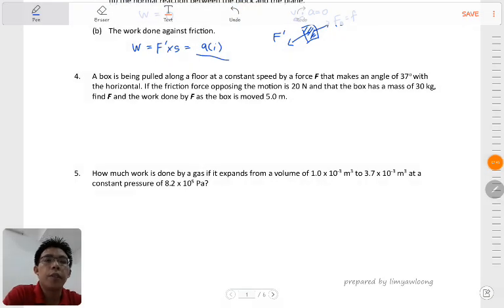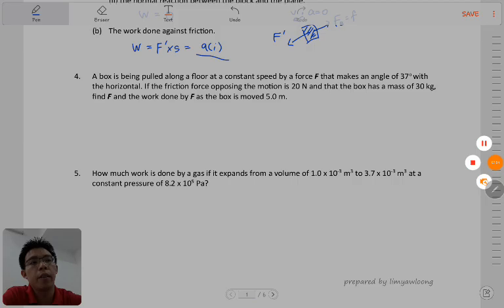Right, there are 2 more questions down here. That will be your assignment for the day. Okay, so write down the working clearly and then submit it in. Alright?